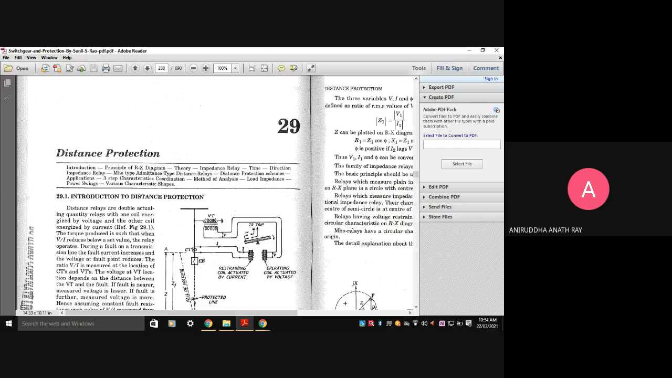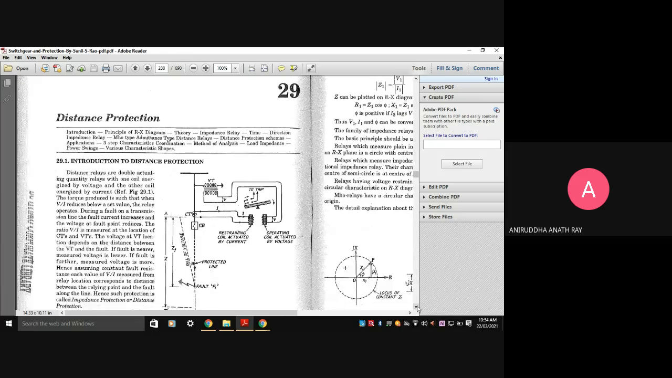Now again, if you see in previous question papers, it has been asked: the working principle of the impedance relay. So first let us try to understand this. Basically, distance relays are double actuating quantity relays, with one coil energized by the voltage and the other coil energized by the current.